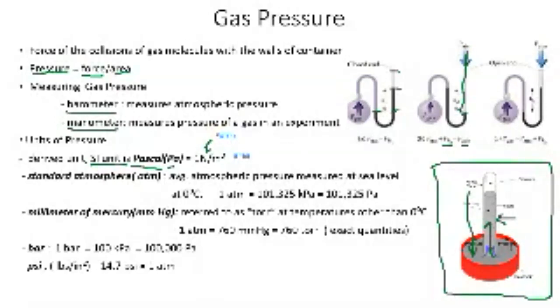One of the more common units of pressure we use is atmospheres, which is the atmospheric pressure measured at sea level, and it's at 0 degrees Celsius. Now, 1 atmosphere equals 101.325 kilopascals, and that's how you convert atmospheres back to pascals. Now, this is not an exact number, it's a measured number, so you have to include that when we're looking at significant figures. Millimeters of mercury are sometimes referred to as torr if the temperature is not at 0 degrees Celsius. So this is a technicality.